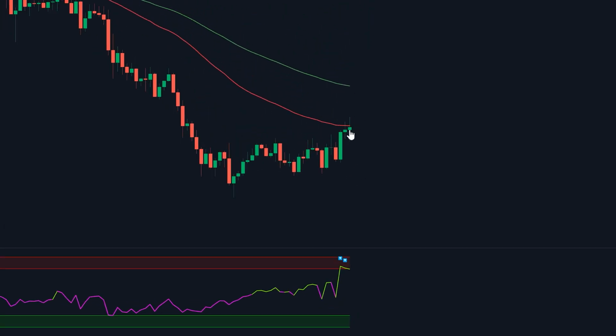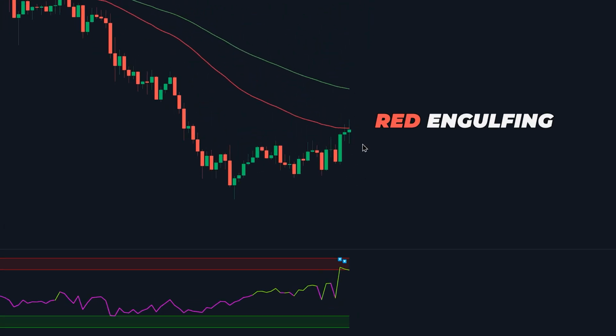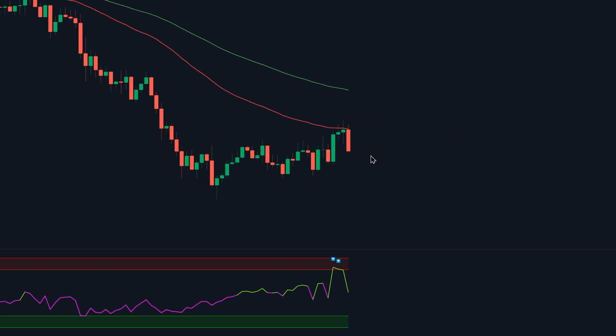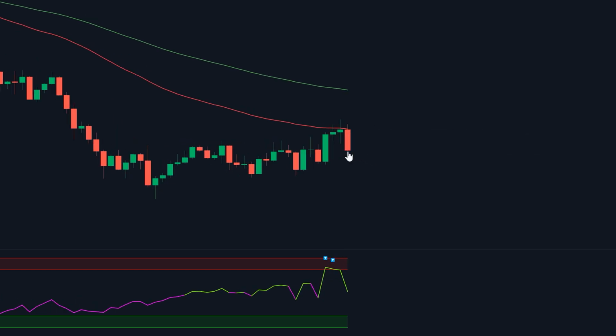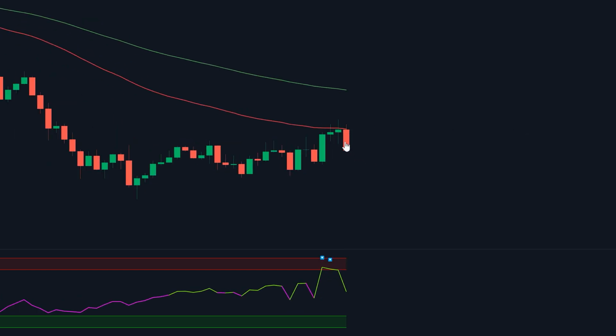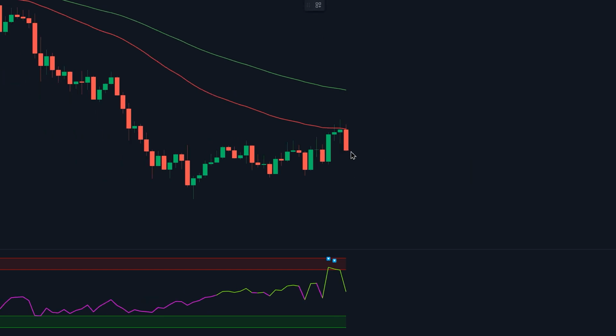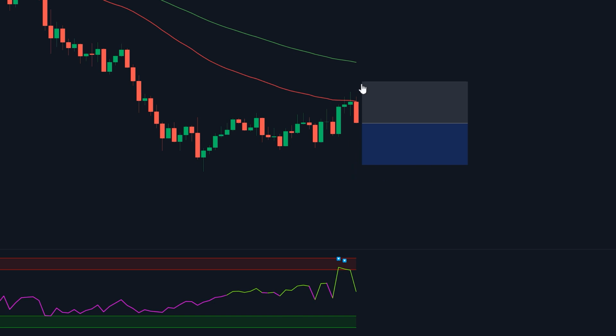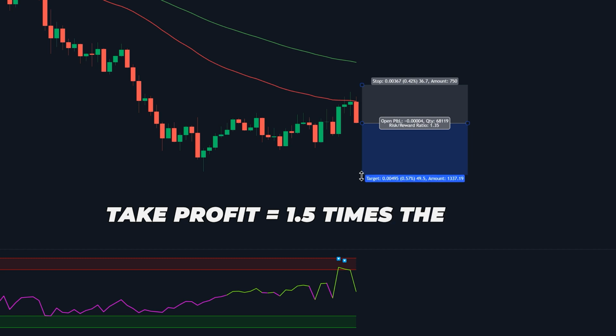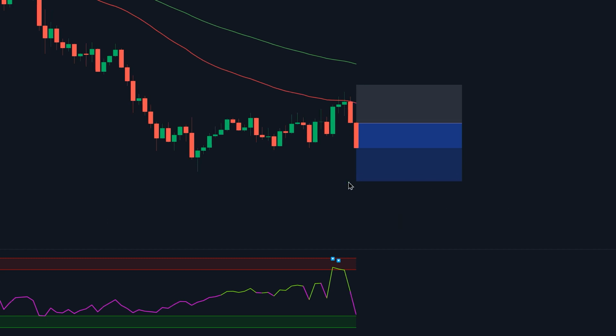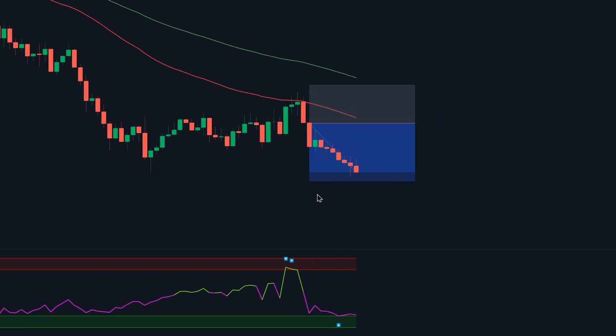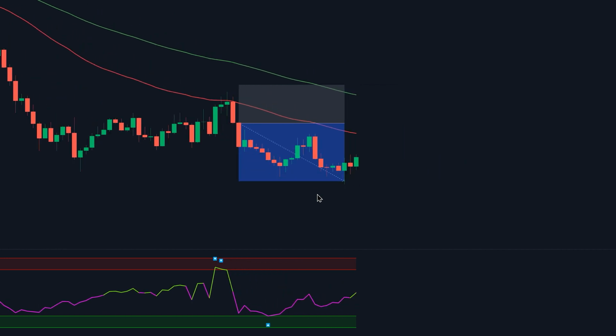Now, to confirm the end of this pullback, we wait for a red engulfing candle to be printed. Again, we're going to wait for a maximum of 2 red candles to appear. In this case, the very first red candle was engulfing, so we enter a short position right after this candle. We place the stop loss just above the most recent swing high, which is this one right here. The take profit should be set at 1.5 times the risk. As we let the trade run, we can see that it was also a profitable trade.